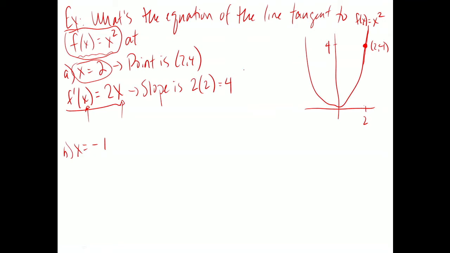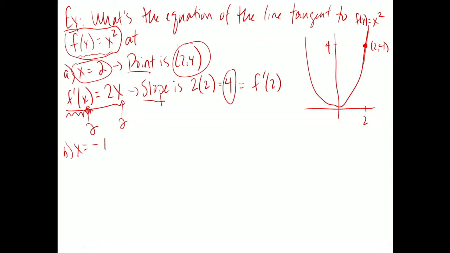Another way of saying this is that this is f prime of 2. This is the derivative with 2 plugged in for x. That's 4, so that's the slope. So we've got our two pieces now: the slope is 4, and the point is (2, 4).